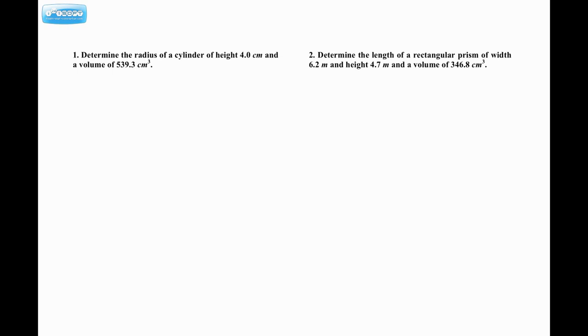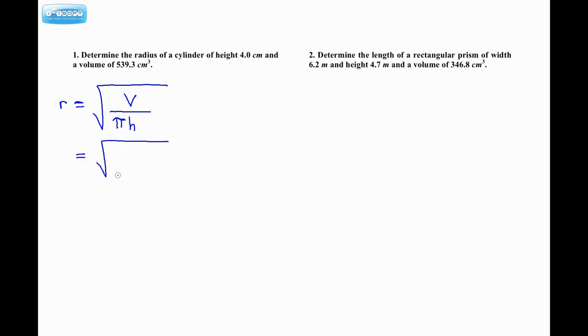Okay, so question 1 asks us to determine the radius of a cylinder of height 4 centimeters and a volume of 539.3 cubic centimeters. Okay, well, we've already worked out this formula before. We know that the radius of a cylinder is the square root of the volume divided by pi times h. Well, I have all this information that I need. So I'm just going to put that all in.